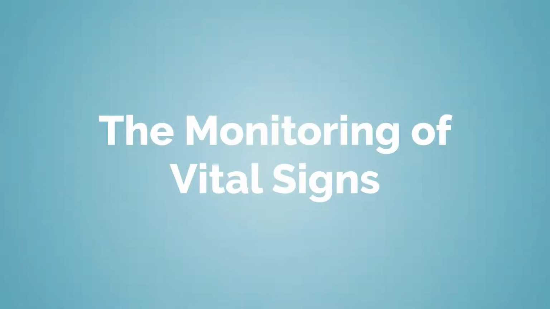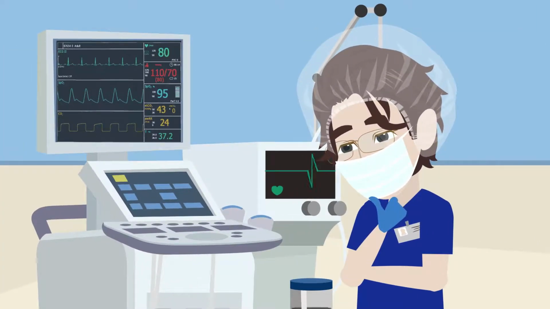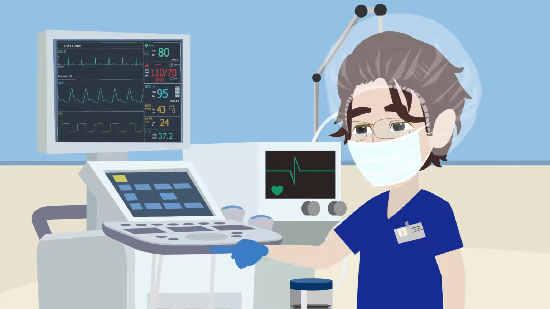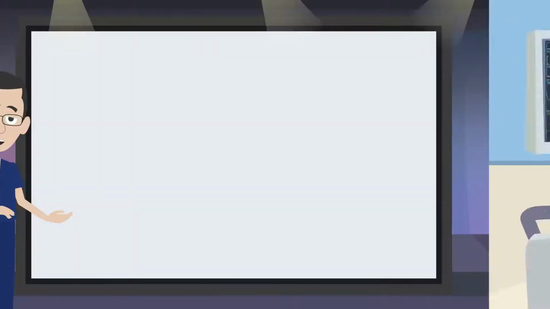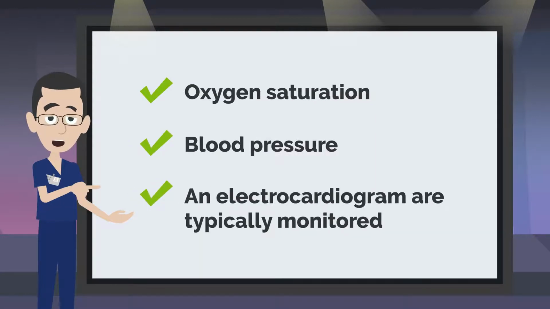The monitoring of vital signs. Once the preliminary check is made, the patient is monitored for vital signs, to check the basic values before anesthesia. Oxygen saturation, blood pressure, and an electrocardiogram are typically monitored.